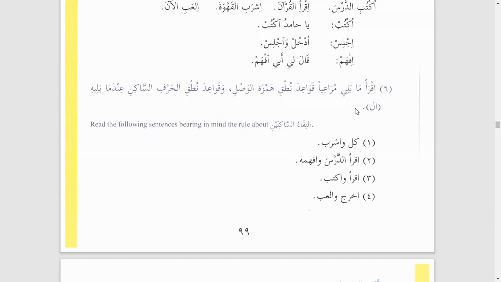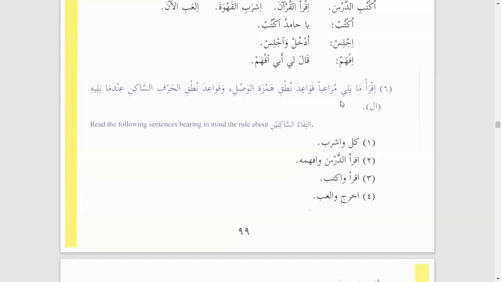Iqra ma yali muraiyan qawaid nutqi hamzatul wasl. Read the following, muraiyan means taking care of the rules of saying hamzatul wasl, and the rules of pronouncing the sakin letter when it is followed by al. So we have to take care of the rule of iltiqa as-sakinain, that is the meeting of 2 sakin letters.